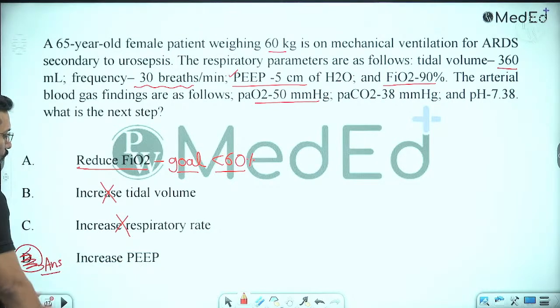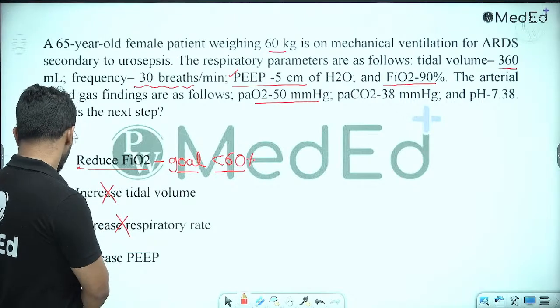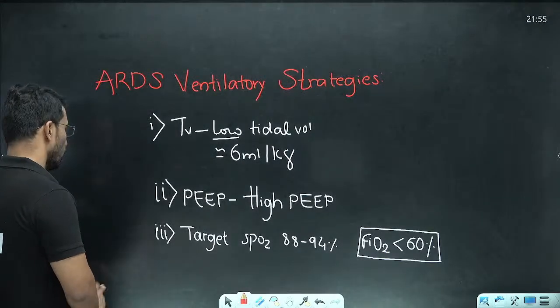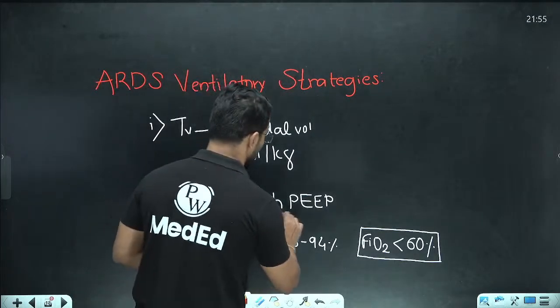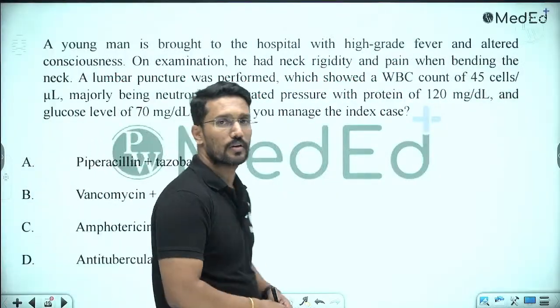I go on increasing the PEEP, and then when flexible, I'll start reducing the FiO2. So the answer here should be option D. Option D, we follow the high PEEP strategy. Here PEEP had been low, so I'm increasing it. Okay, now let's go to the next question.